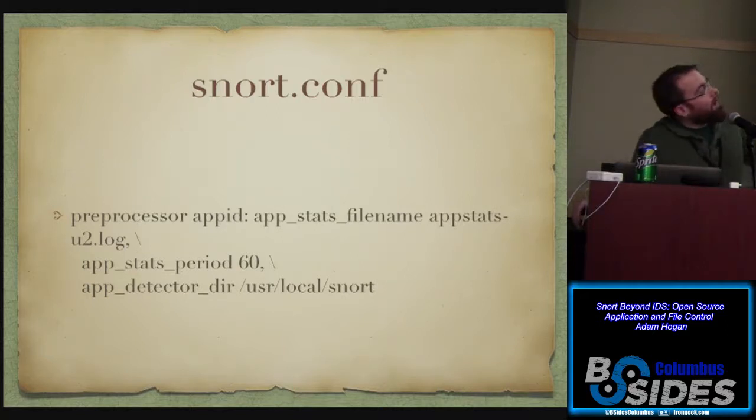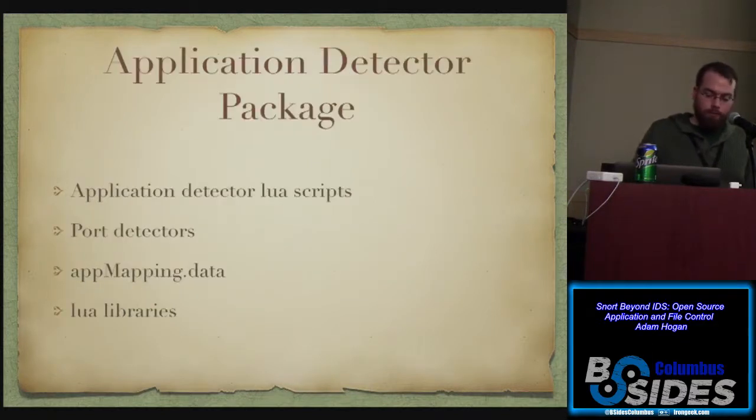So we're giving it the file name there, and then we're telling it how often we're going to write that data out. That's the app stats period, because we're not going to write that data live, but periodically. And then we give it the directory where we downloaded all the application detectors. Again, I mentioned that's one of the other things you have to download, the bundle of all the application detector Lua scripts. You put those in the system, and then you just have to tell it what directory they're in. Once you've got that set up, you restart Snort, and it's going to be running our application detector.